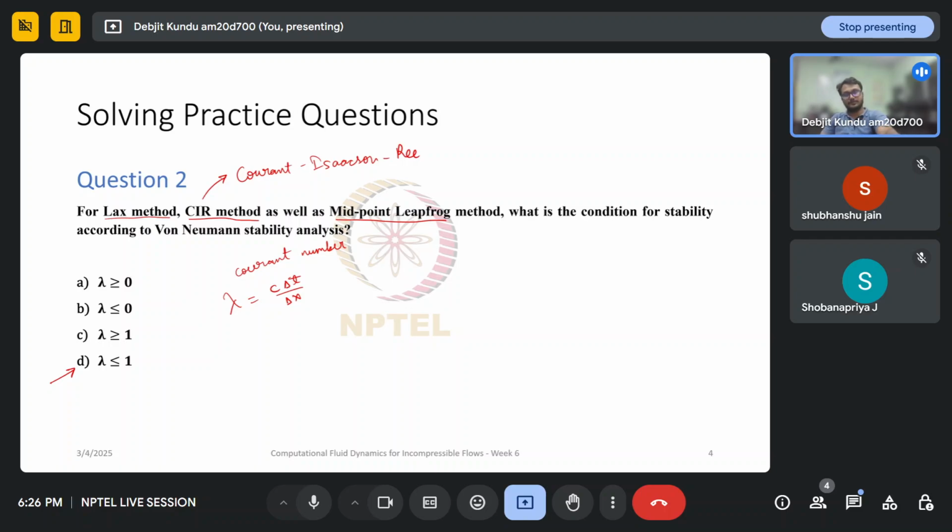All right, so if we take a look at the solution, it is indeed option D. Well done. So lambda should be less than equal to 1. Lambda, I'll write this once again, is C delta T over delta X.